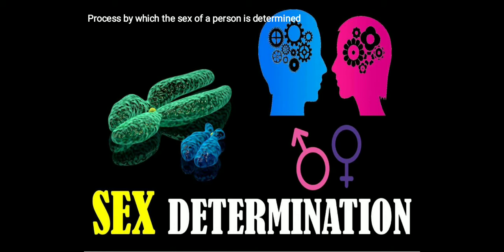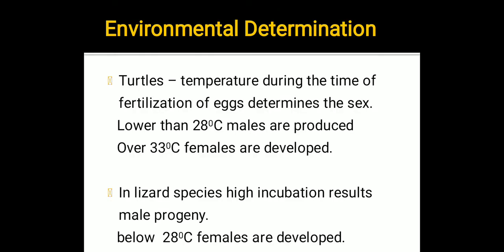In some organisms, environmental factors such as temperature, humidity, and other things will determine the sex of the individual. But in human beings and other animals, it is determined by genes or genetic factors. So first, environmental determination of the sex.